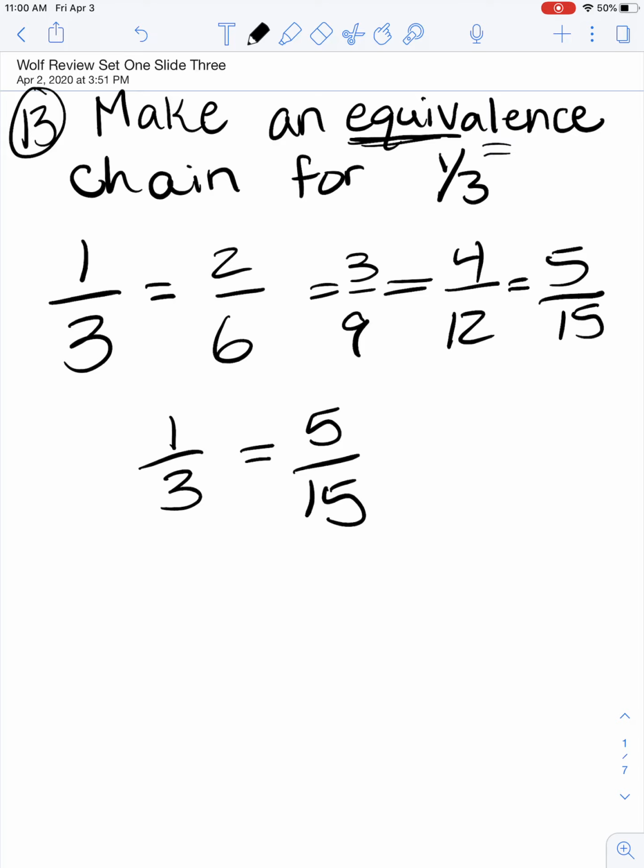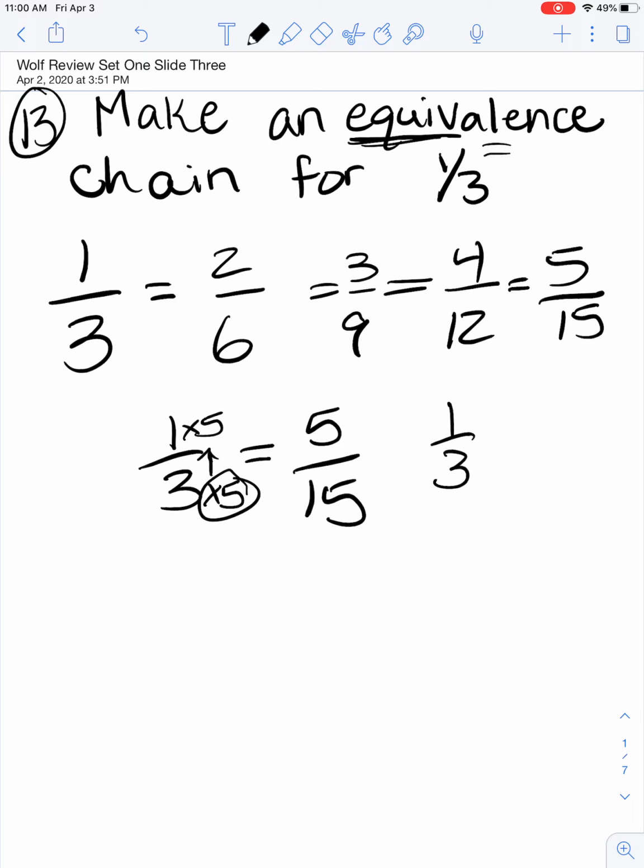Remember, when you do fractions, whatever you do to the bottom, you do to the top. And when we are changing fractions, we multiply or divide. So to get from 3 to 15, I would have to multiply by 5 because 3 times 5 is 15. Whatever I do to the bottom, I do to the top. 1 times 5 is 5.